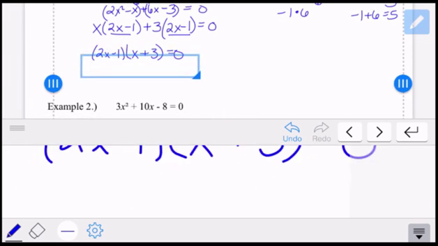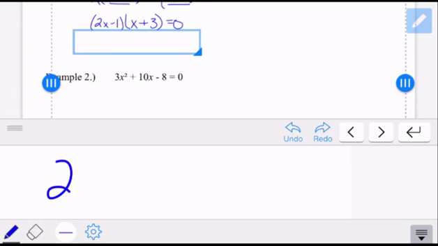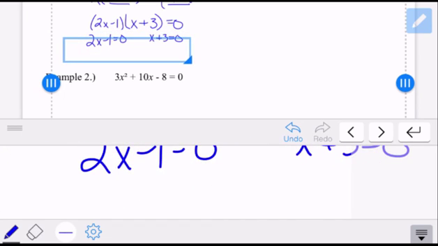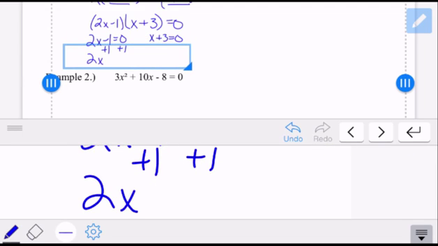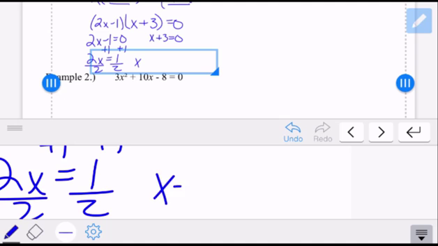So now we have to do the solving part. So remember how we did this before. We set each piece equal to 0 and solved each piece. So let's do that. So the 2x minus 1 comes down and is equal to 0. And the x plus 3 comes down and is equal to 0. Then we got to solve each piece. So over here, I need to add that 1 over to get rid of it. And I get 2x equals 1. And our last step there would be to divide by the 2. So we would get x equals 1/2.